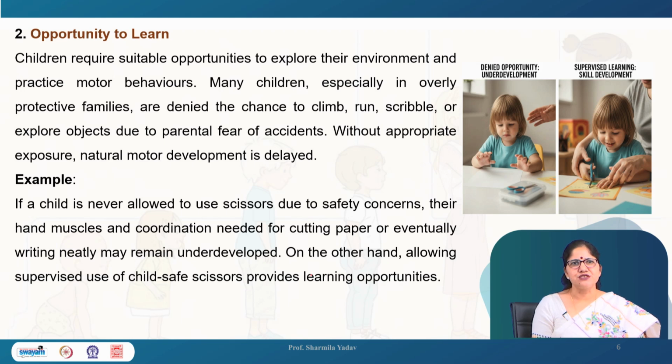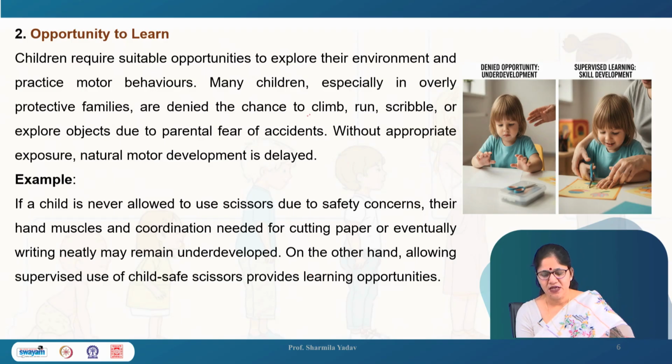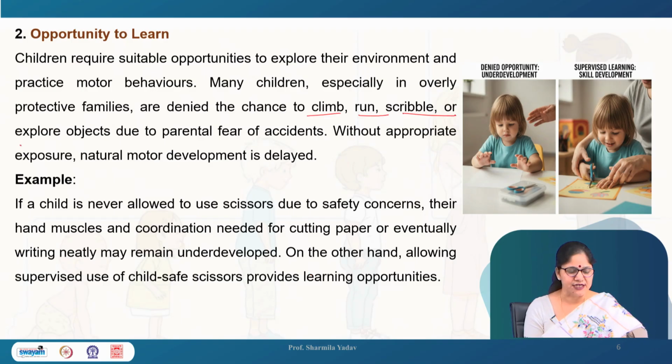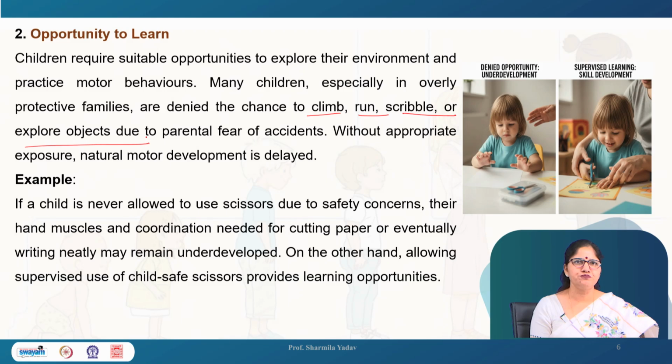Second most essential condition is opportunity to learn. Children require suitable opportunities to explore their environment and practice motor behaviors. Many children, especially with overprotective parents, are denied the chance to climb, run, scribble, and explore objects due to parental fear of accidents. Without appropriate exposure, natural motor development is delayed.